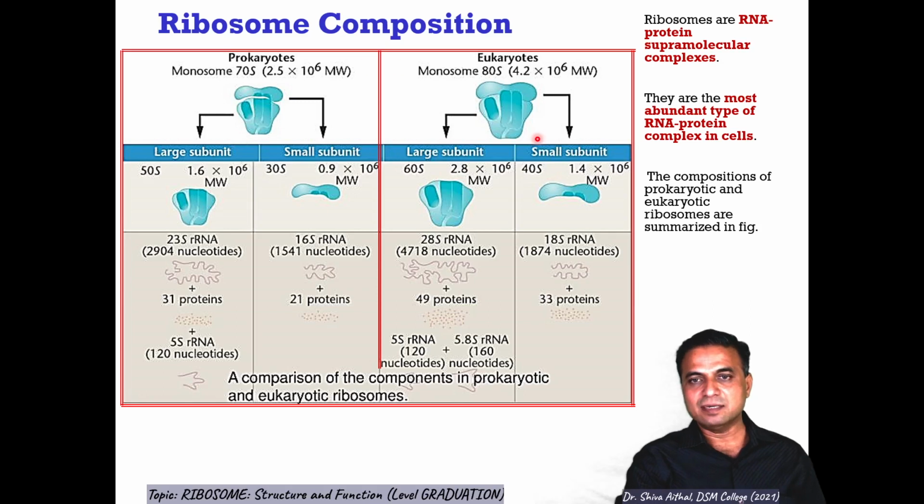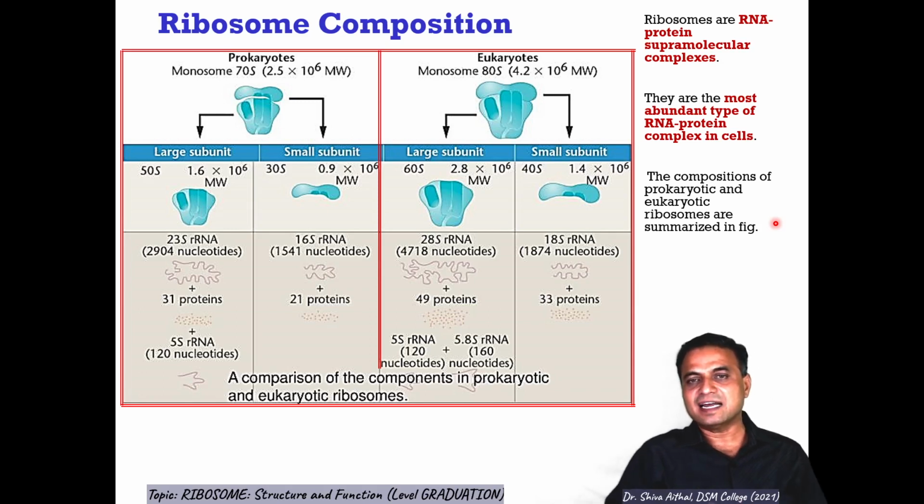Got it? The same is there with the eukaryotes. Now you can just assemble. I will not go into more detailing. I will just explain the eukaryotic monosome, that is 80S, and I hope you will understand it. Eukaryotic monosome, that is 80S, is made up of 4.2 into 10 to the power 6 Daltons. Large subunit is made up of 60S RNA and small subunit is made up of 40S RNA.